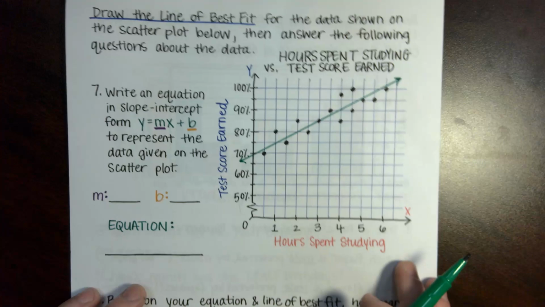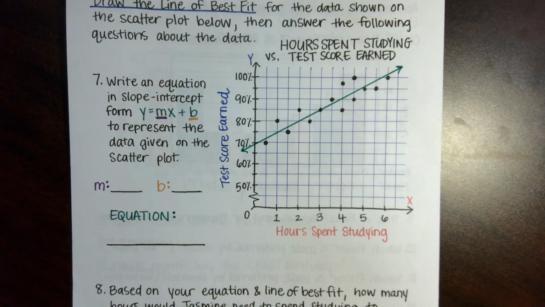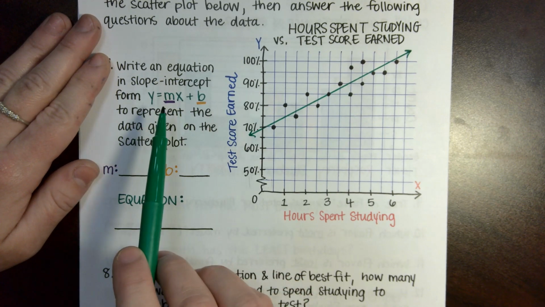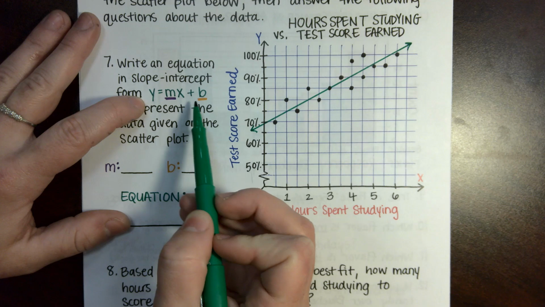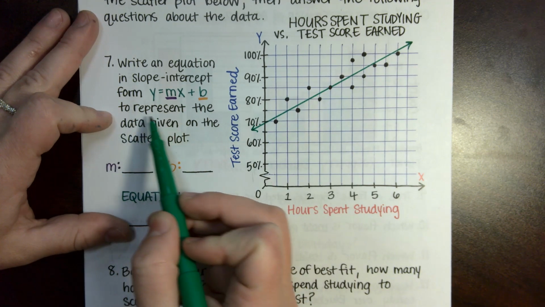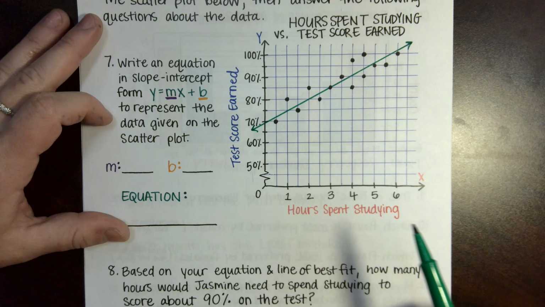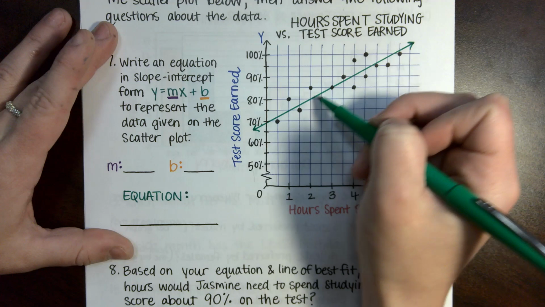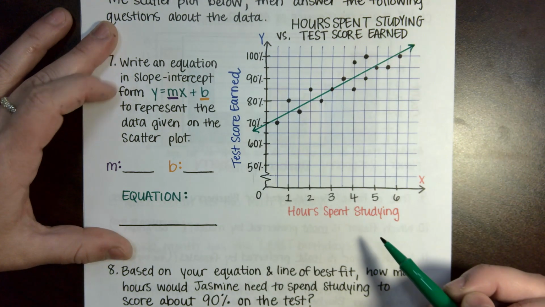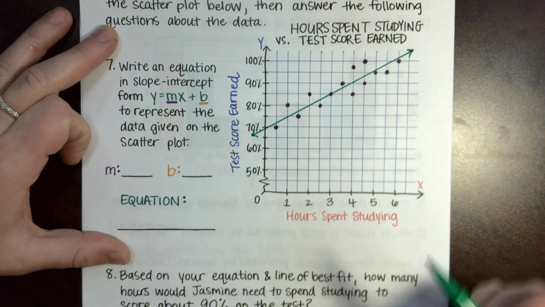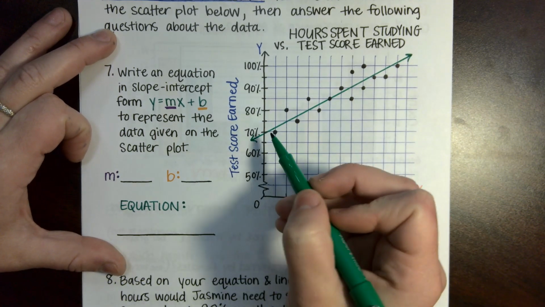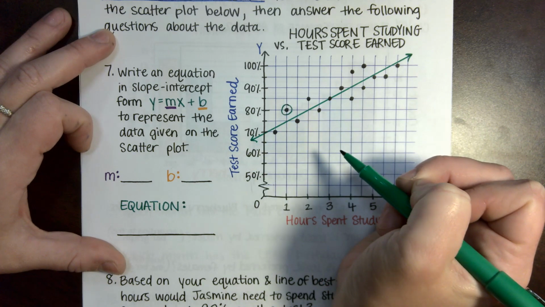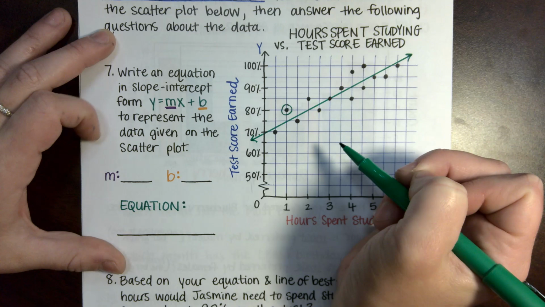So now that we've drawn our lines, go ahead and draw yours in. The next thing we'll do is write an equation in slope-intercept form, and I provided that for you. It's y equals mx plus b. We want to use that to represent the data given on the scatter plot. Remember, whenever we are finding the equation of this line, we only want to use points that touch the line. So in my line that I drew, could I use this data point? No, why not? It's not touching the line.